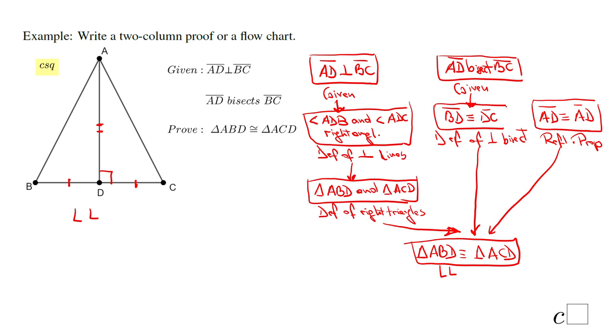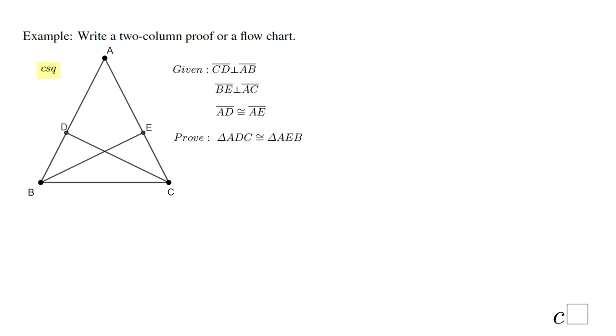okay? Theorem congruence. And a last example in this lesson is this one, right? A two-column proof or a flowchart. Okay, so I'm gonna do a flowchart again. But let's take a look here first at what we have. CD perpendicular on AB. So this means it's a right triangle because this is a right angle, and this is very similar. So we have these two right triangles.